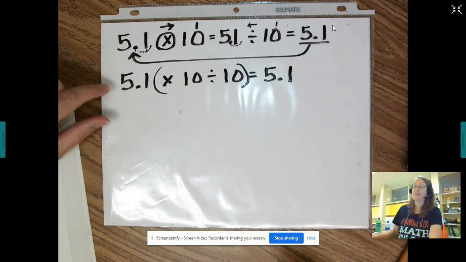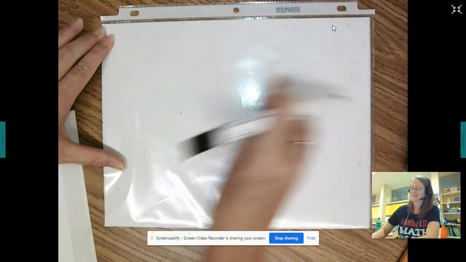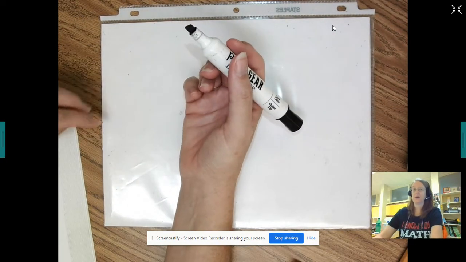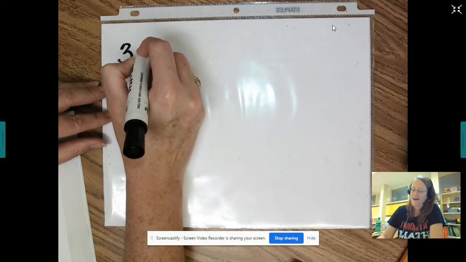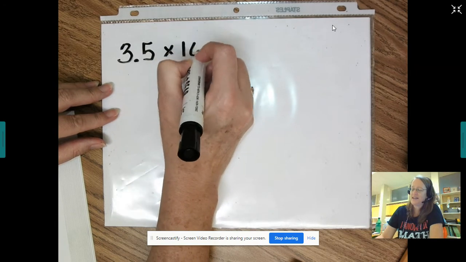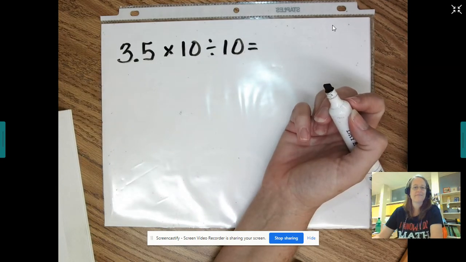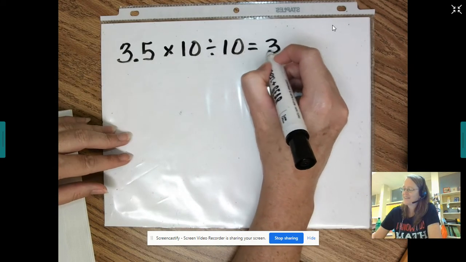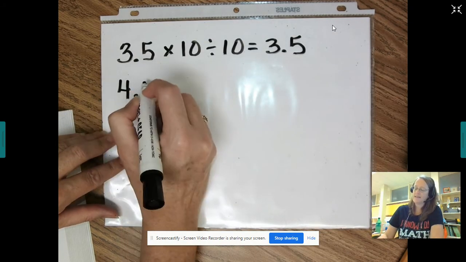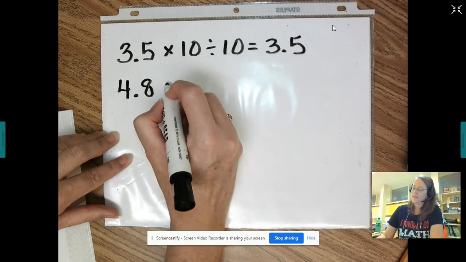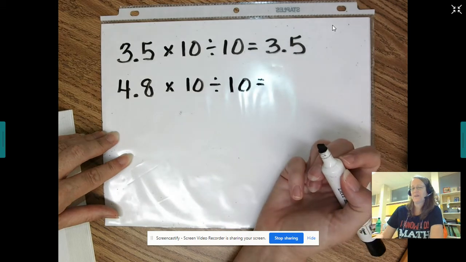Interesting. This gets us ready for what we're doing today. I bet you could trick somebody at home and ask them 3 and 5/10 times 10 divided by 10 equals, yeah, you got it, 3 and 5/10. How about 4 and 8/10 times 10 divided by 10? What are you going to get?